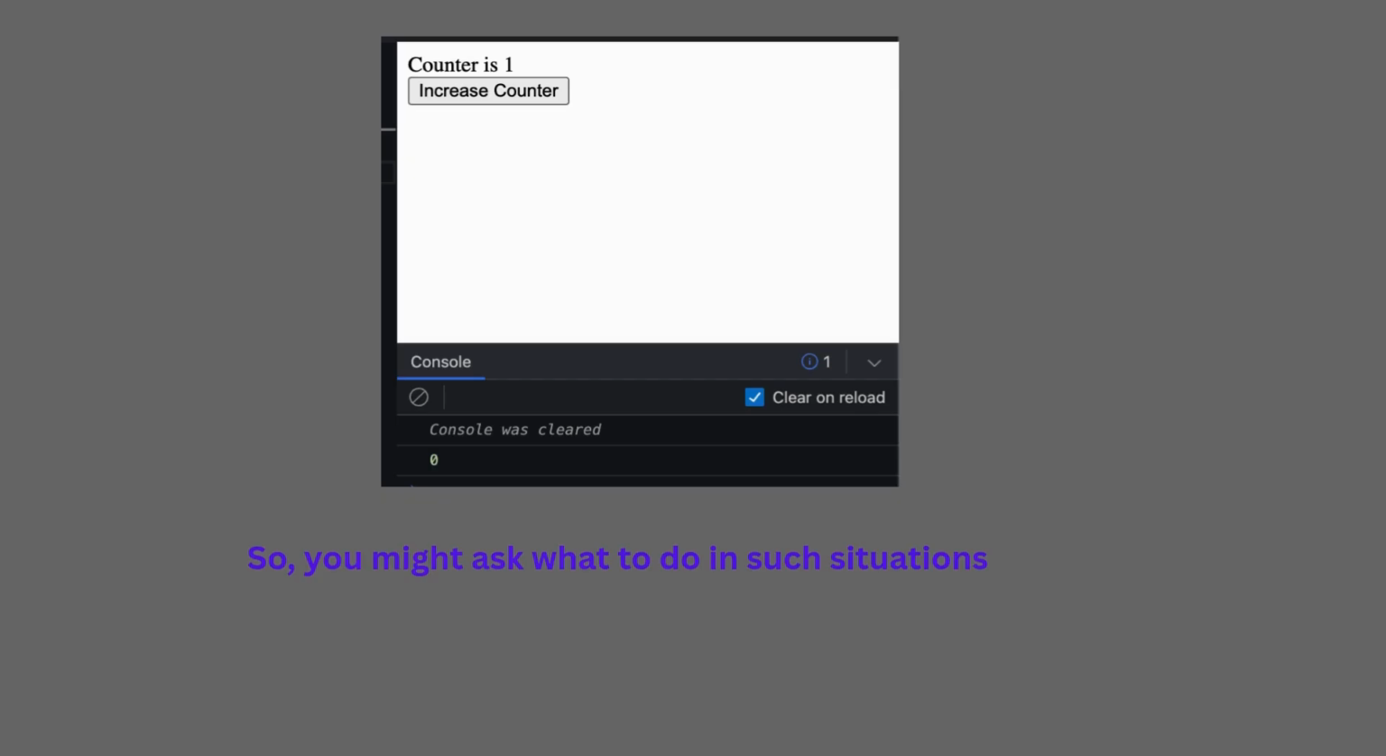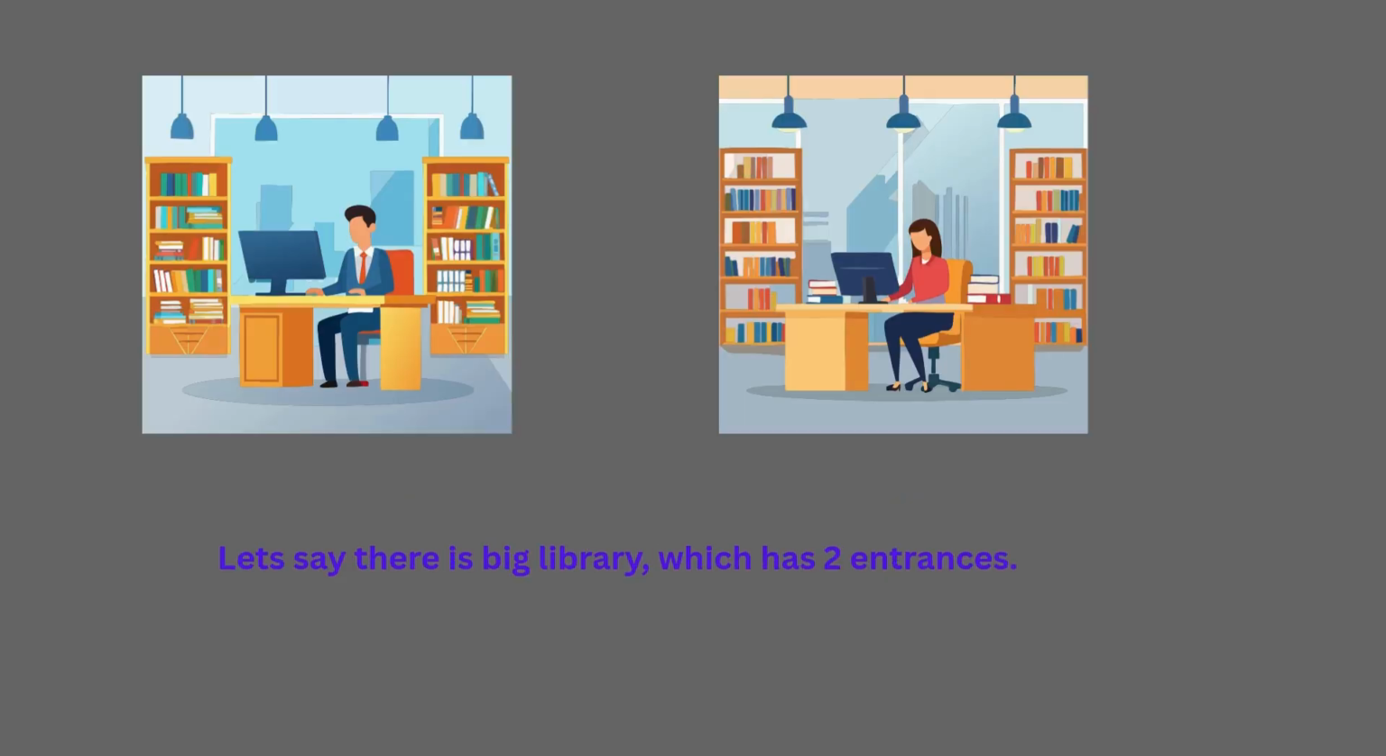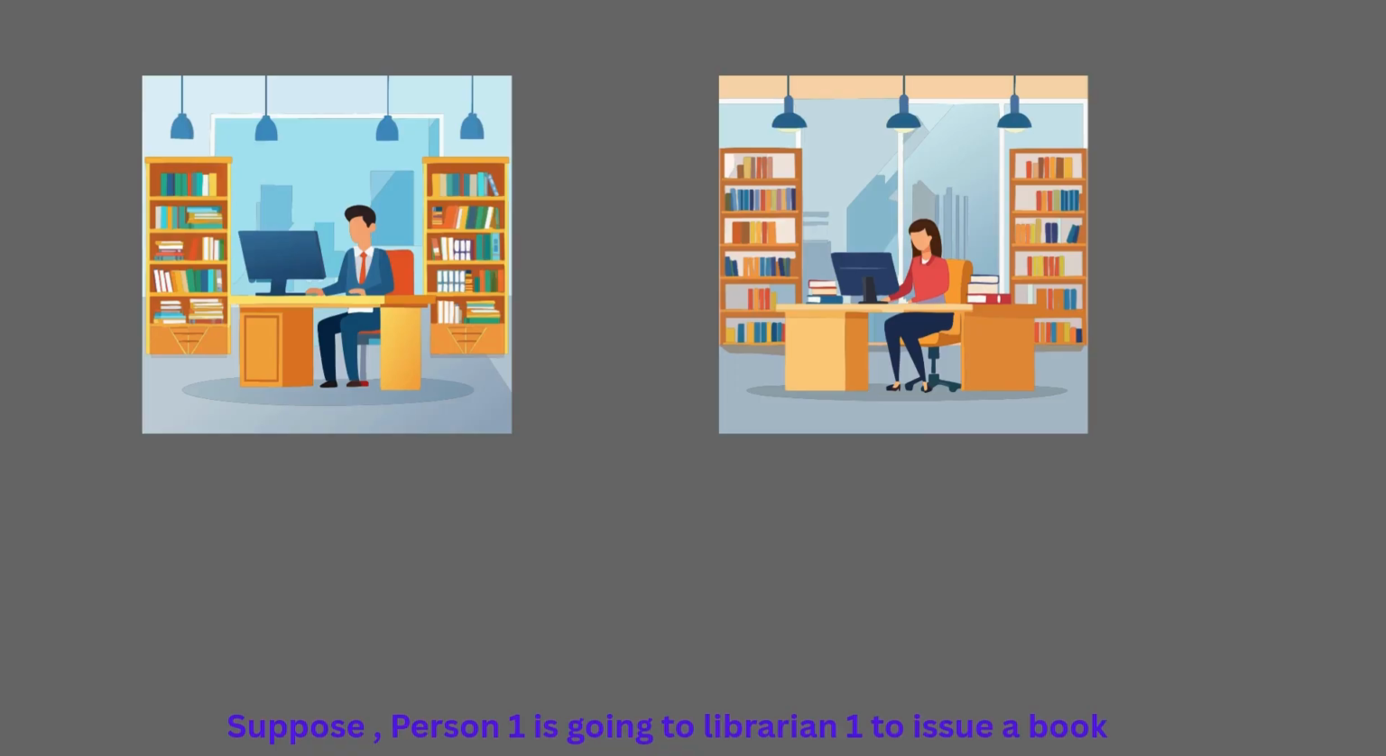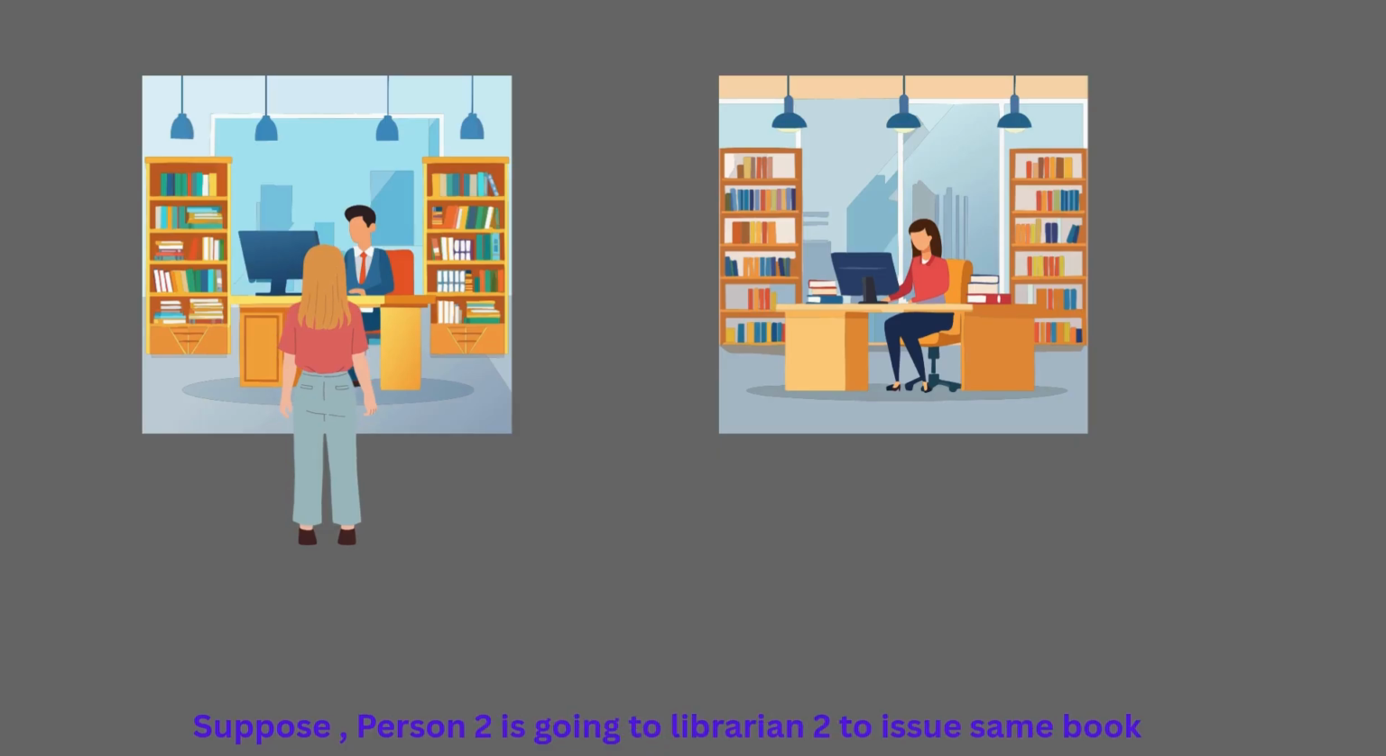So, you might ask what to do in such situations. For such situations, we can use functional updates. Let's see that with a real-world example. Let's say there is a big library, which has 2 entrances. Also, it has 2 librarians to issue the books. Suppose person 1 is going to librarian 1 to issue a book. Suppose person 2 is going to librarian 2 to issue the same book.